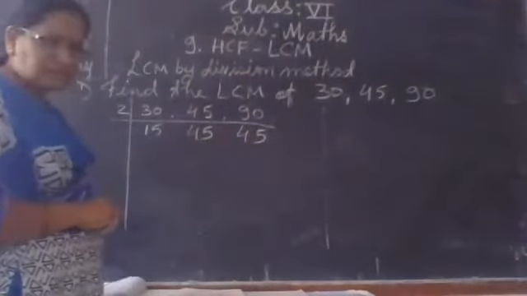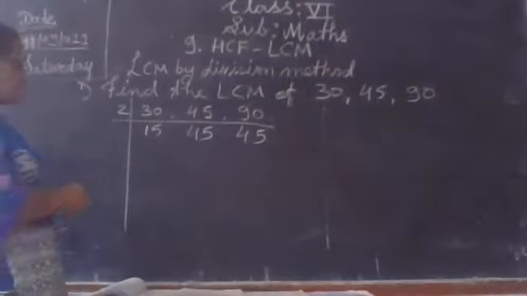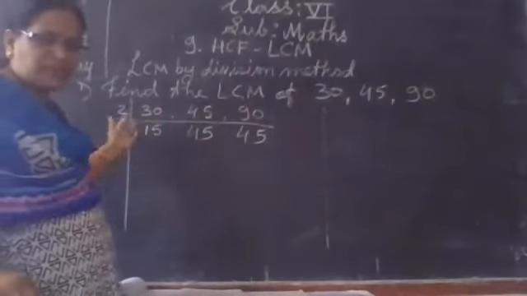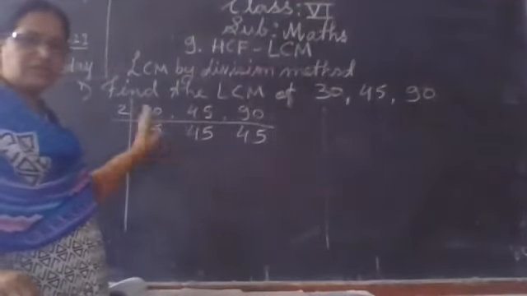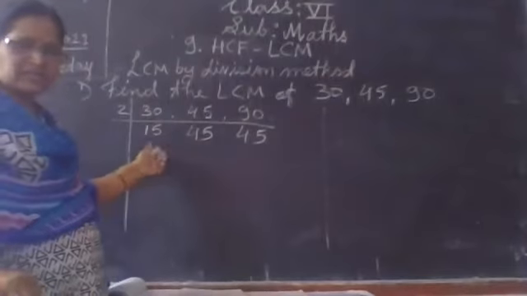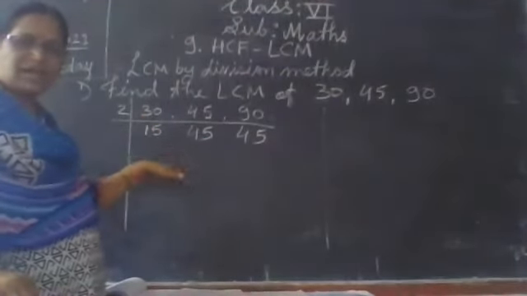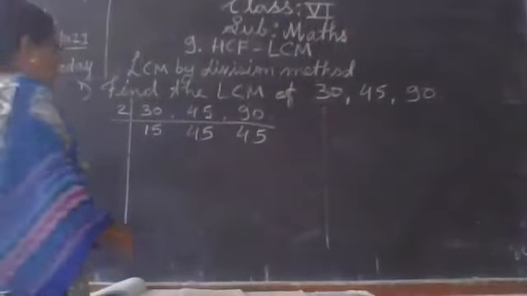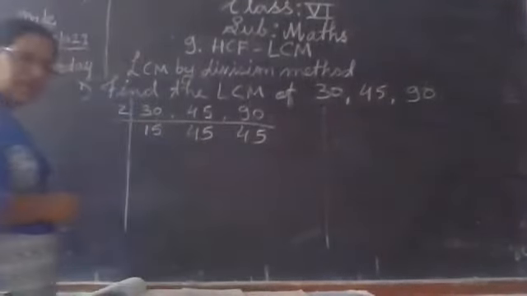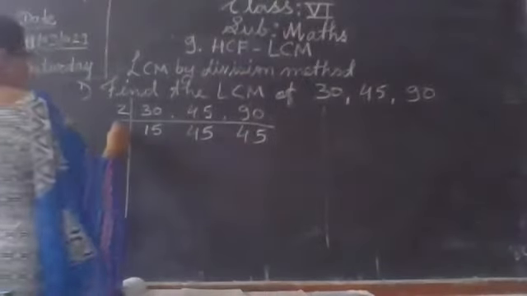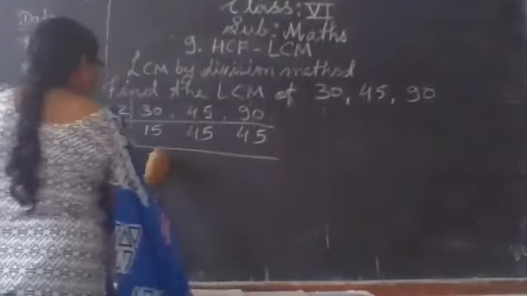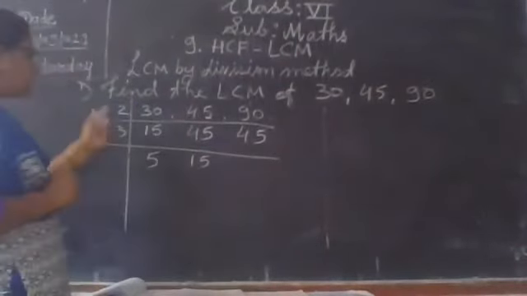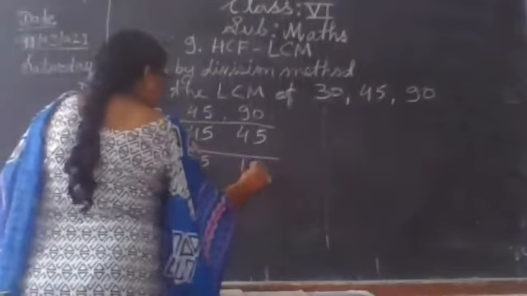Okay, all are odd numbers. So we will take 3. See whether all the given numbers are divisible by 3 or not. If not, then take another 5. And again check whether all are divisible by 5 or not. If not, then take another 7. But we have 15, 45, and 15 divisible by 3. 3 fives are 15. 15 threes are 45. Here also 15.